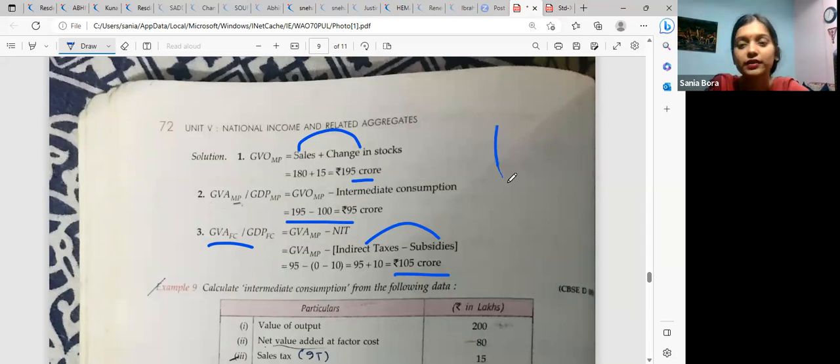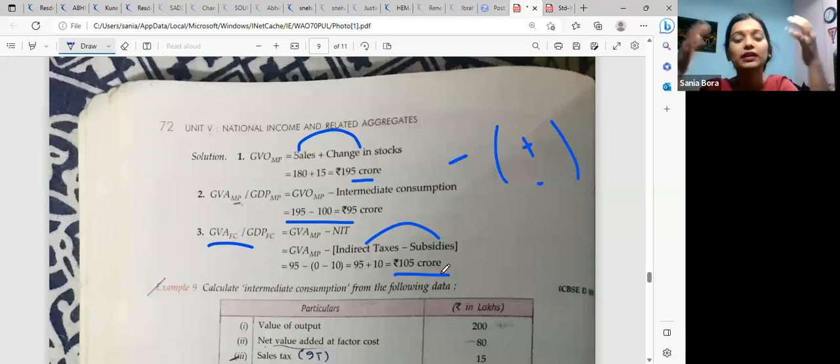Whenever there is a minus sign outside, the sign automatically changes: if it is minus, it will become plus; if it is plus, it will become minus. Remember that. This minus is outside, so minus minus will be plus. So 95 plus 10 is 105. Clear? Over here, students lose lots of marks because they feel they are doing it right, but it is actually not right.